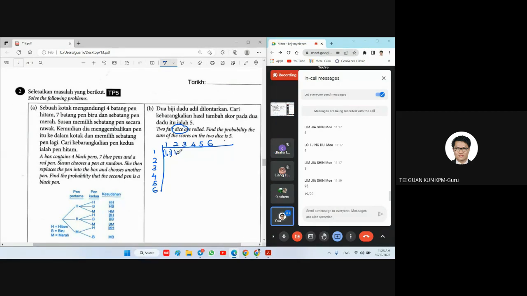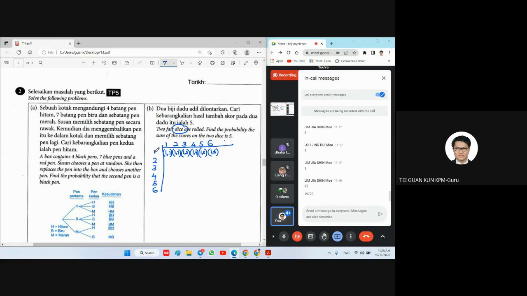1, 2, second outcome. 1, 3, 1, 4, 1, 5, 1, 6. So what I'm trying to do now is to list all the outcomes. Macam mana nak buat? Awak kena buat jadual ini. Okay, you have to create this table. This table shows you the outcomes.